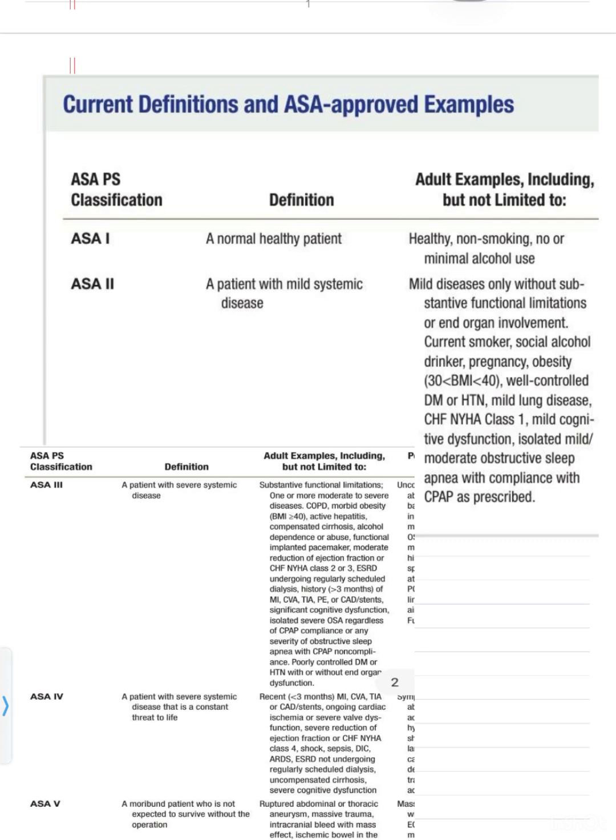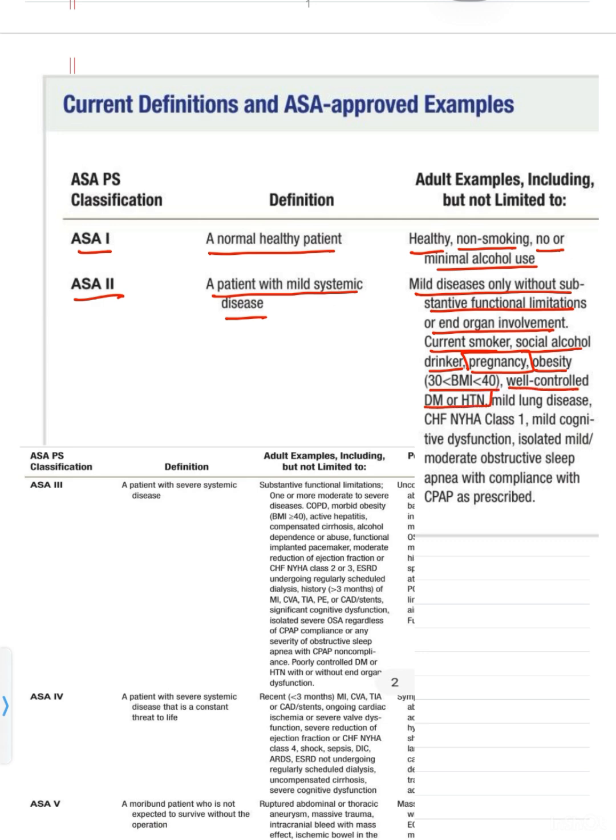So for that, we again go to the American Society of Anesthesiologists classification. We have ASA 1, which is for a normal healthy patient. The patient should be healthy, non-smoking, with no or minimal alcohol use. ASA 2 is a patient with mild systemic disease, so mild disease only without substantive functional limitation or end organ involvement. Current smokers, social alcohol drinkers, even pregnant females come under ASA 2. Obesity, that is BMI 30 to 40, comes under ASA 2. Well-controlled diabetes or hypertension, as we have seen in this case, comes under ASA 2.